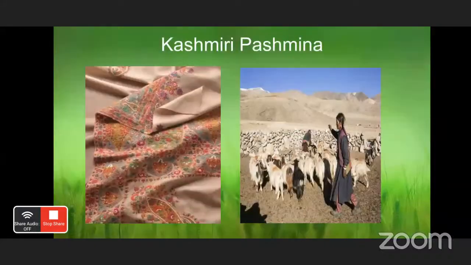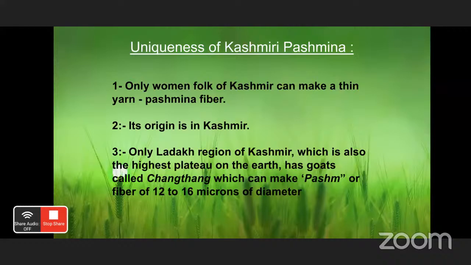Now this is not an agricultural product, but Kashmiri Pashmina shawls. This is a very famous product. Kashmiri Pashmina shawls are from Kashmir. It is a GI tagged product, and the wool is produced from a particular species of goat. We call it Changthang, and Changthang is found only in the Ladakh region of Kashmir, which is the highest plateau on the earth, and it has certain goat species called Changthang.